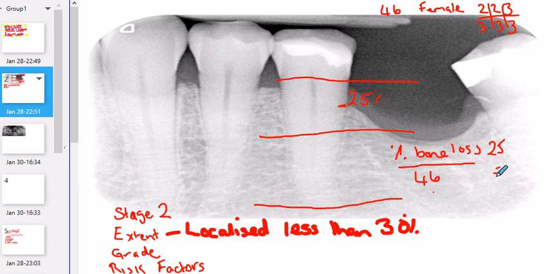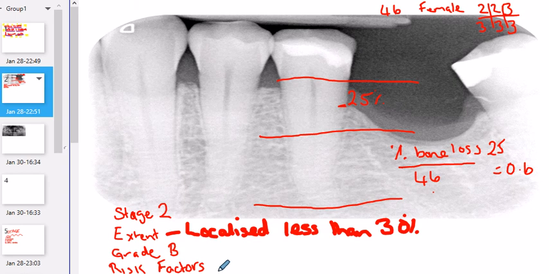So 25% bone loss divided by 46 equals 0.6. That brings us into the grade B category, which is moderate. Okay, grade B. If it was less than 0.5, it would be an A, which would be mild. Between 0.5 and 1 is moderate, which is a grade B. And anything above 1 in that equation would give you rapid. Okay, rapid.